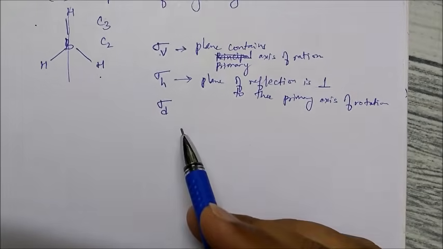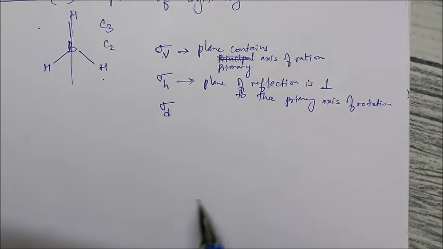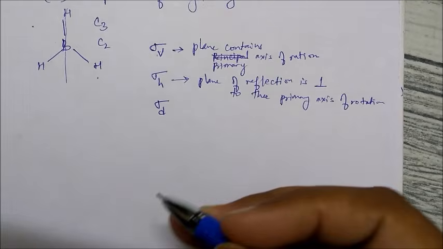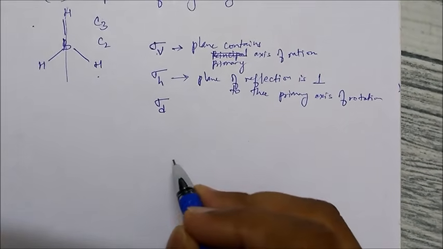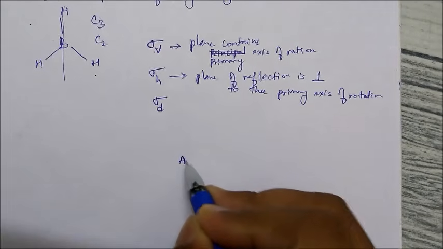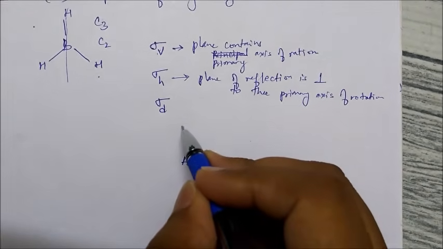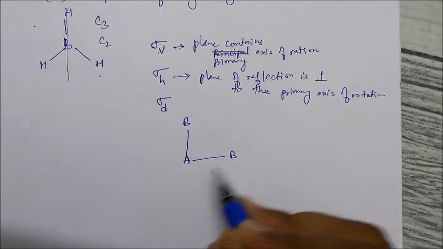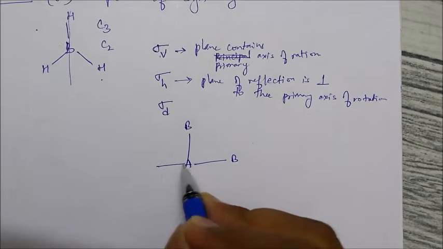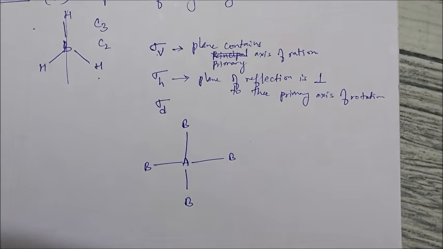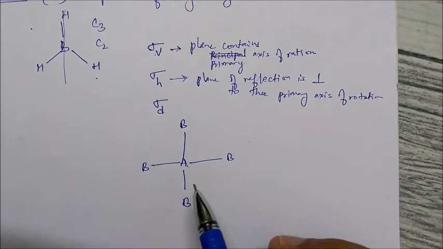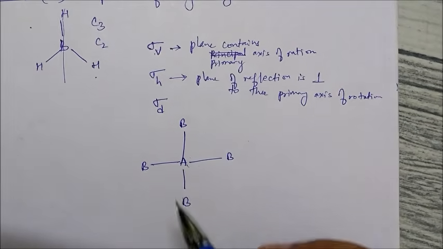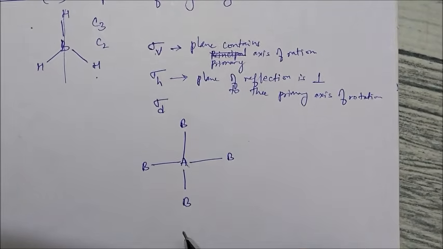I know it is difficult to understand from the definition, so I will try to make you understand. Let's take an example. We have a molecule like this. First of all, let's find the number of axes in it. How many axes do we have?